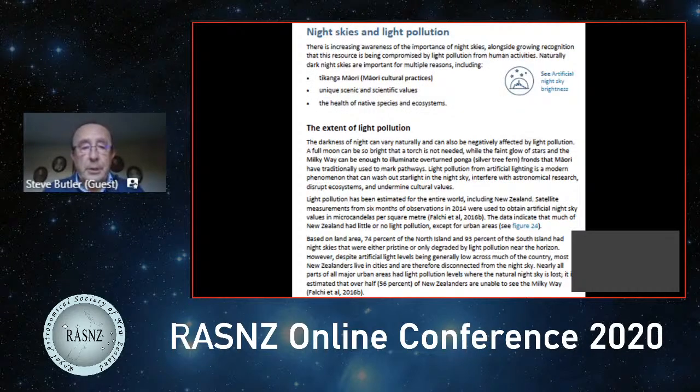And in here they're saying there's increasing awareness of the importance of night skies for tikanga Maori cultural practices, unique science and scientific values, and the health of native species and ecosystems. And I suspect human health must come under native species and ecosystems, so steer clear of that at the moment. But right down at the bottom it says it's estimated that over half of New Zealanders are unable to see the Milky Way. And that's from urban areas, obviously.